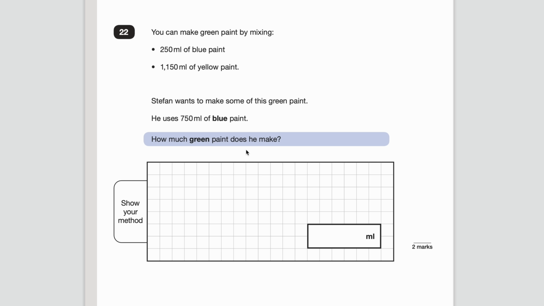So how much green paint does he make when he adds his yellow paint? Well, we can spot a pattern there, can't we? 250 millilitres of blue paint plus this amount of yellow paint will get you green, but he's used 3 times as much. So he's going to need 3 times as much yellow paint, otherwise it's not going to come out green. So we've got 750 millilitres of blue. We need 3 times as much yellow paint.